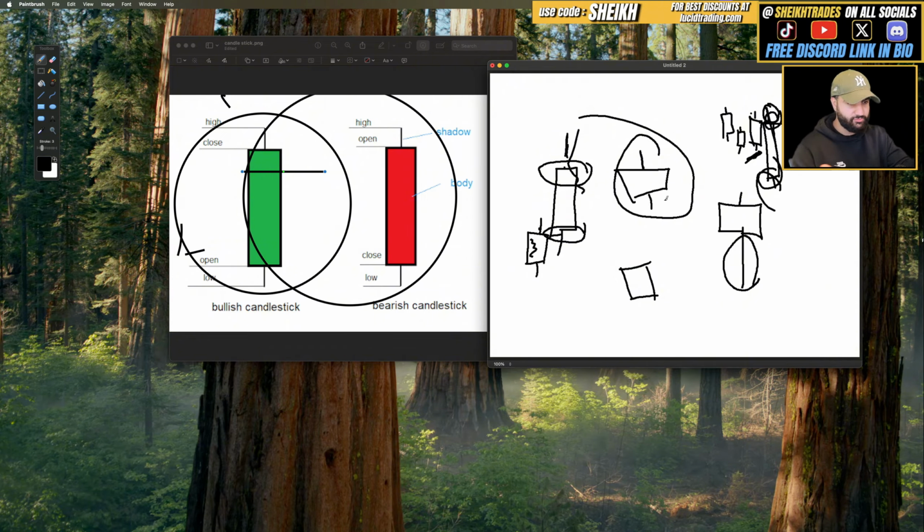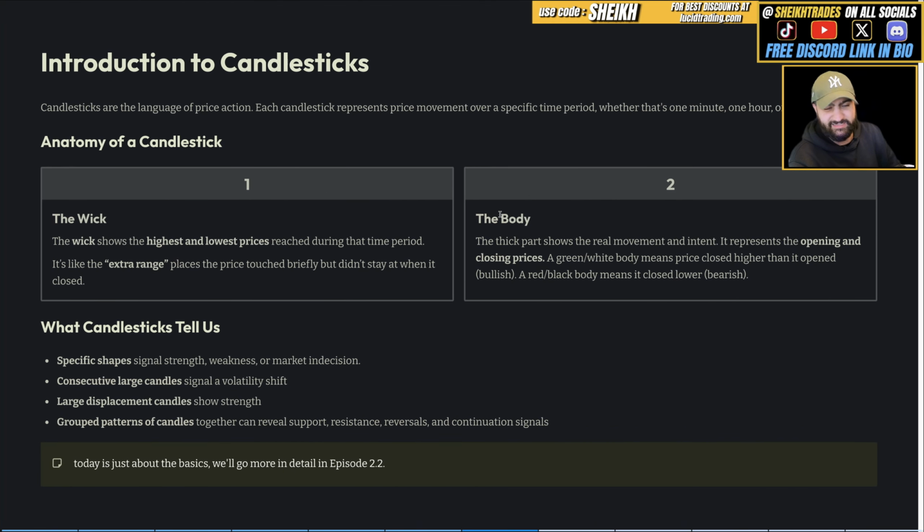I'm not trying to go too in detail. I think that most of you will probably by now already know what candlesticks are, how they work, and I think everybody watching this probably already knows what candlesticks are.